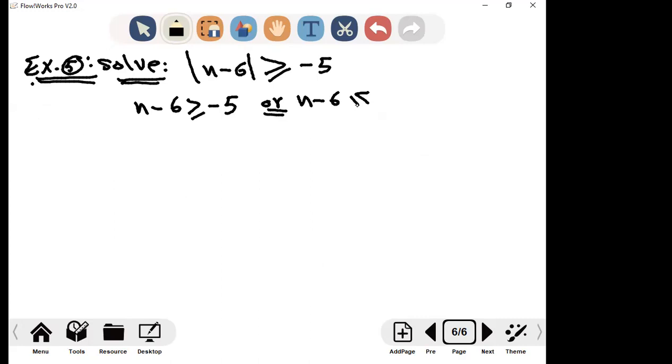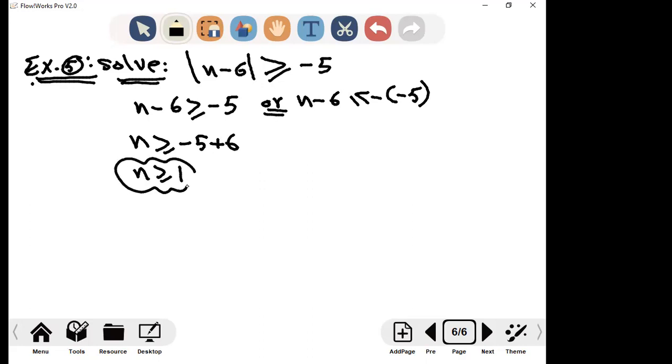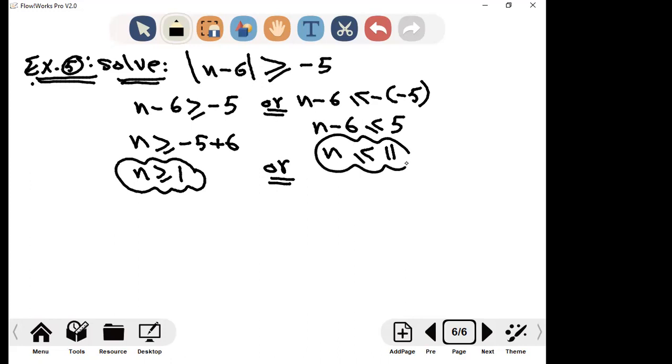So negative the number. What's the number? Negative 5. Negative of negative 5, it will be what? I'm applying the case only. Now solve normally. n is more than or equal to negative 5 plus 6, which means n is more than or equal to what? 1. Or n minus 6 is less than or equal to 5. Check, n is less than or equal to what? 11. Right? 5 plus 6.